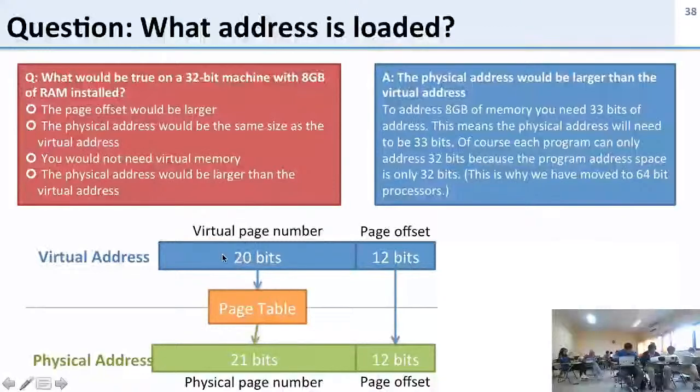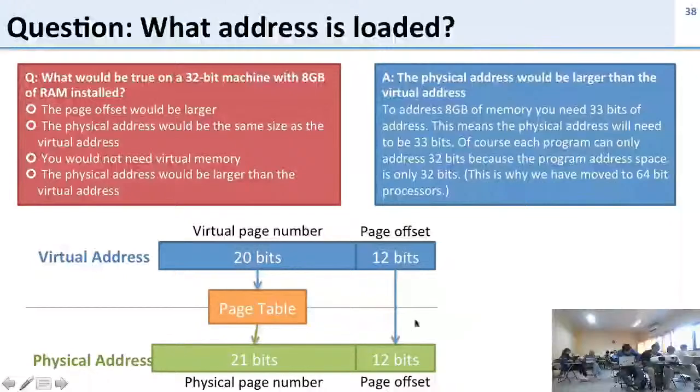We're going to take 20 bits of page number, put it into our page table, and transfer it to 21 bits of physical address. So what this says is that the whole program can fit in memory because we have more memory than our program can address. Our program can only address 32 bits of memory, but we have 33 bits of physical address space. So if we look at the other ones here, the page offset doesn't change.